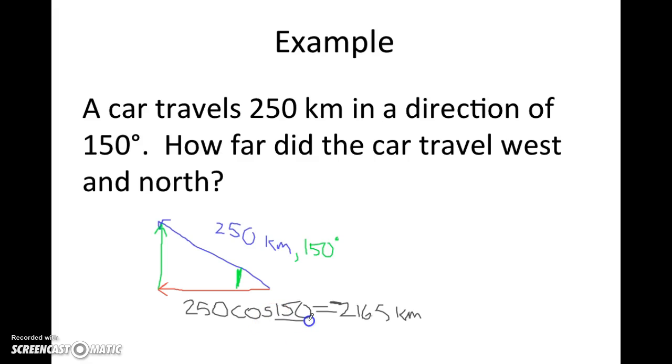And that's the advantage of using this 150 degrees. If I plug in 250 cosine of 30 degrees, I'm going to get just a positive 216. Technically, this component points to the left. That's a negative direction, and so I should have a negative value. If I do this north side, it's just going to be 250 times the sine of 150, and if you do the sine of 30, it's going to come out the same numerical answer. I get 125 kilometers. And so those are the components of that original vector.